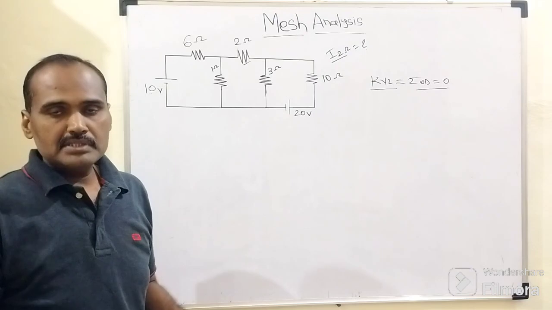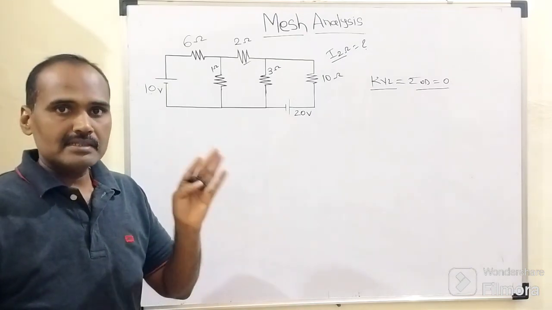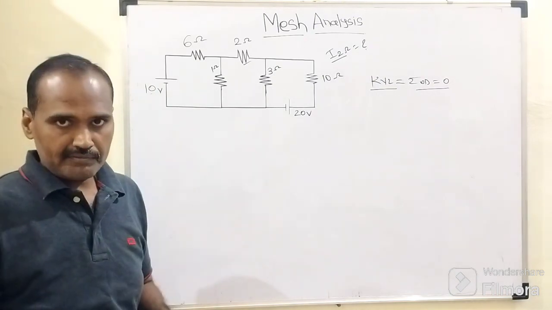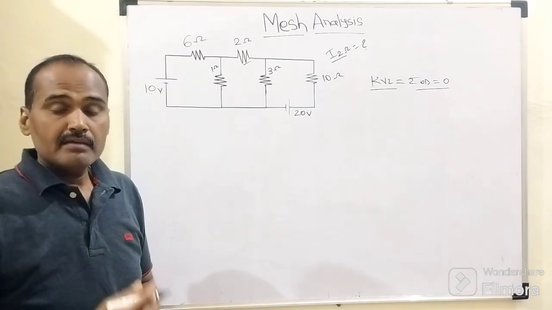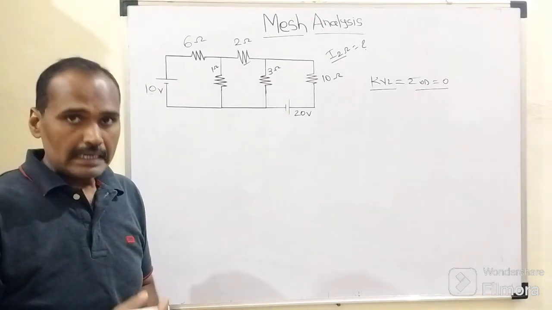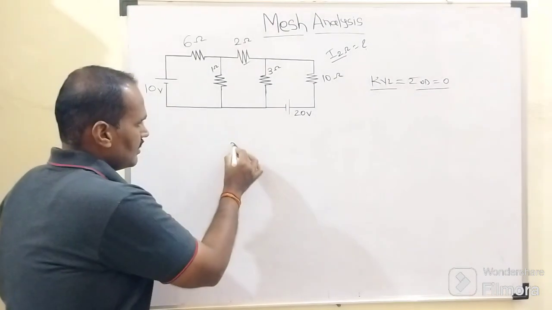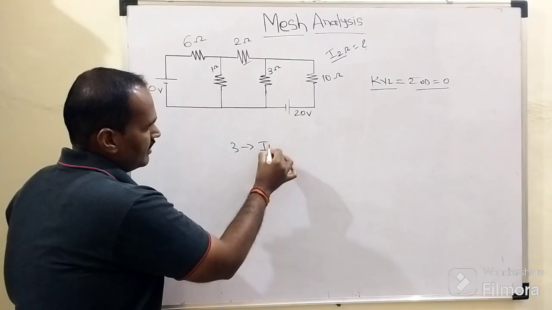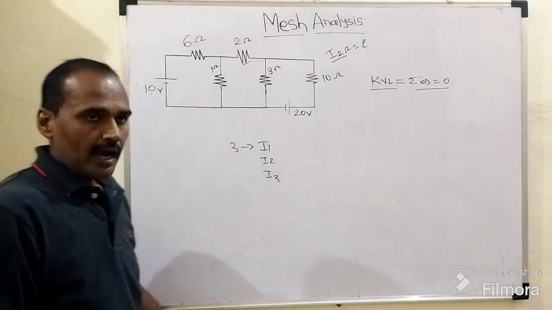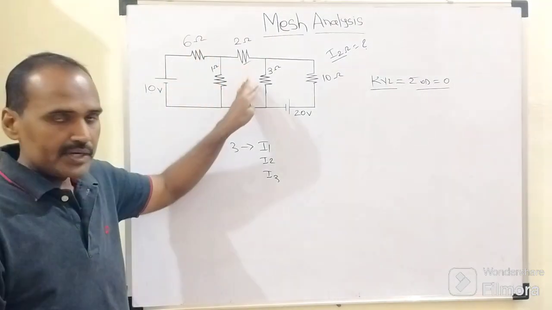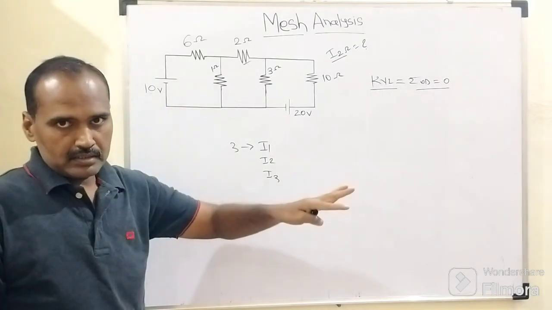Once we come to this conclusion that there are three closed conducting paths, or three identical meshes, the second step is to assume the fundamental currents belonging to each and every mesh. As we have three different meshes, there will be three fundamental currents, I1, I2 and I3. I1 belongs to the first mesh, I2 belongs to the second mesh, and I3 belongs to the third conducting path or closed conducting path.